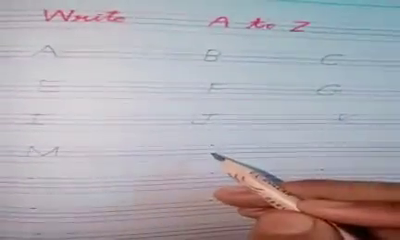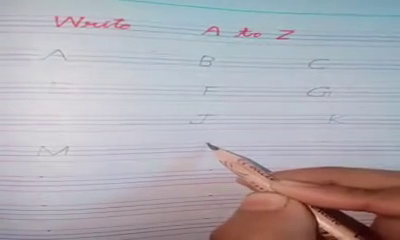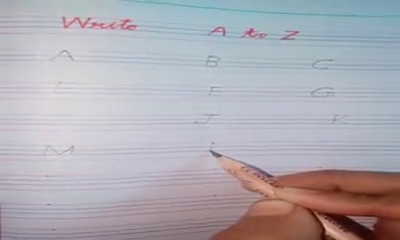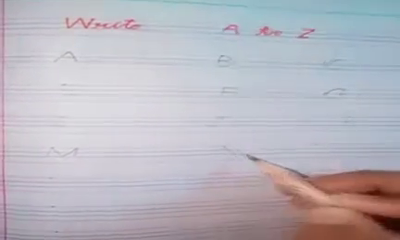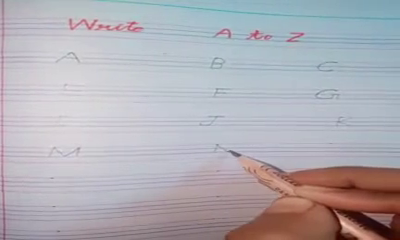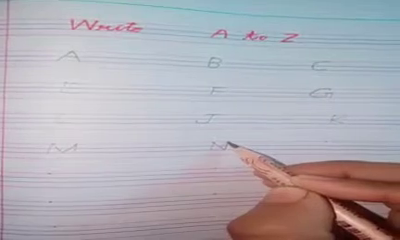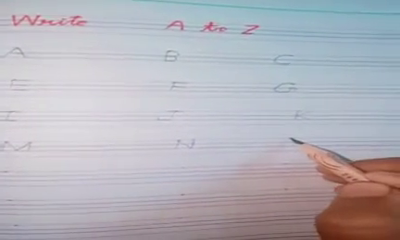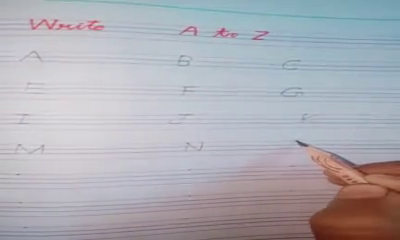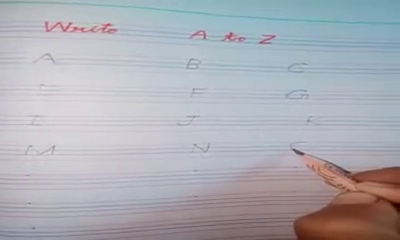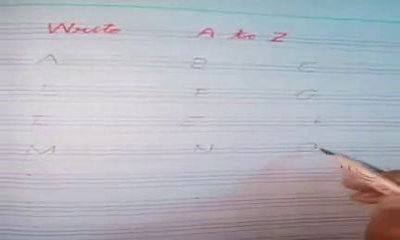M after N, capital N. Start from the top, draw a standing line down like this and a slanting line to the right. Now draw one more line up to the right like this. This is capital N. N after O, capital O. Make a big circle like this. Make a big circle to the left like this. This is capital O.